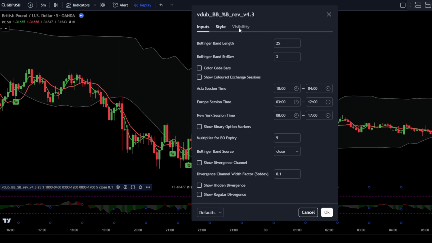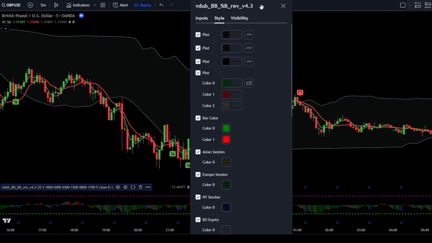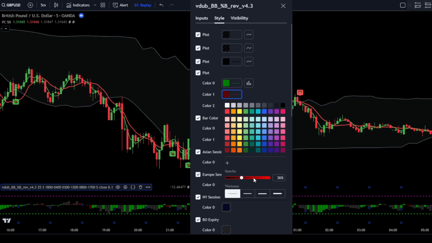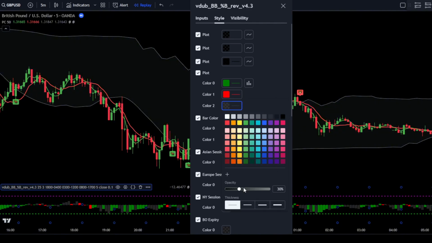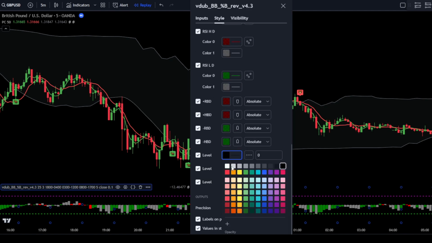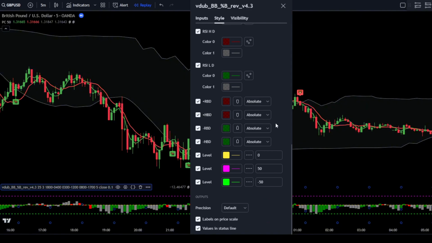Then, go to the Style tab. In the Style tab, change the plot style to columns. After that, adjust the thickness of the columns to your preference. Finally, set the color and thickness of the level 0 line according to your preference. Once you're done, just click OK to save the changes.